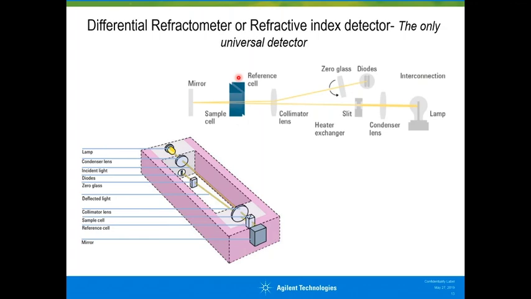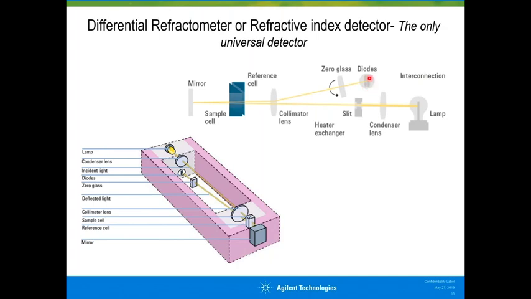The reference cell, after it is flushed, is closed, and now the sample will only pass through the sample cell, or basically the mobile phase, or whenever the sample elutes out of the column, would enter the sample cell. The refractive index of the mobile phase in both cells is the same, and the position of the zero glass can be adjusted so that the detector is in optical balance with an equal amount of light falling on the diodes.